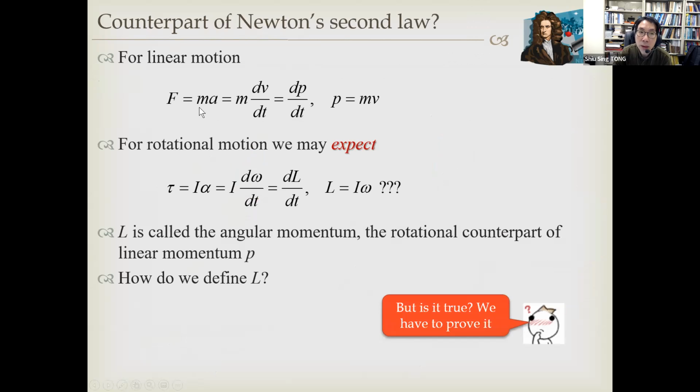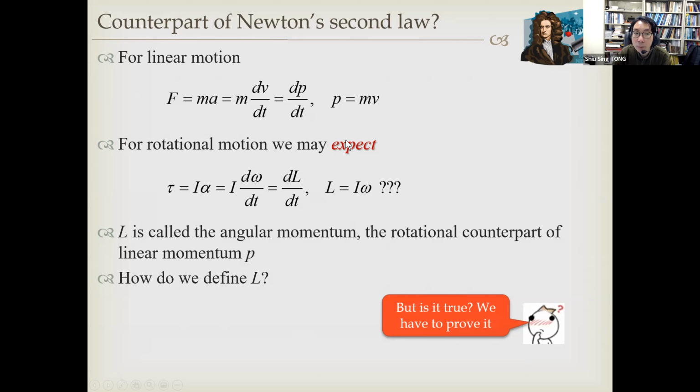Now for linear motion, we have Newton's second law in the usual form, F equals ma. But m is a constant, so it can be inserted into the derivative of v. The acceleration is the derivative of v, and since m is a constant, it can be put inside the derivative, and we define the momentum as mv. So Newton's second law takes this form, the force being equal to the rate of change of the momentum.